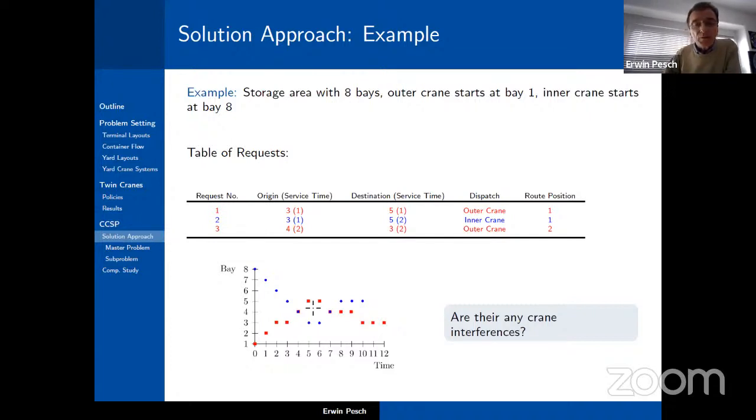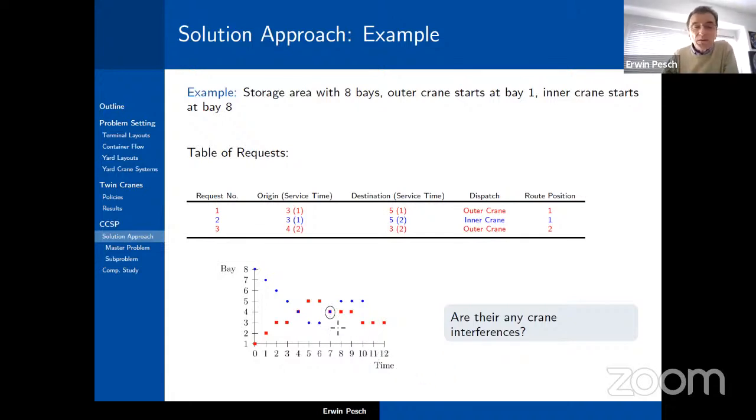So this is not a big issue. The outer grain can move there. The inner grain is not carrying anything and goes to the base 3. So there is no conflict here, and the outer grain can easily go over the inner grain, and there is no conflict in this situation. The question is, what is here?